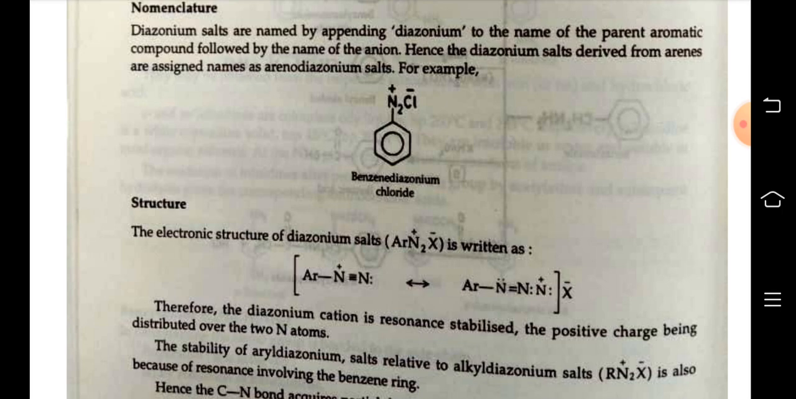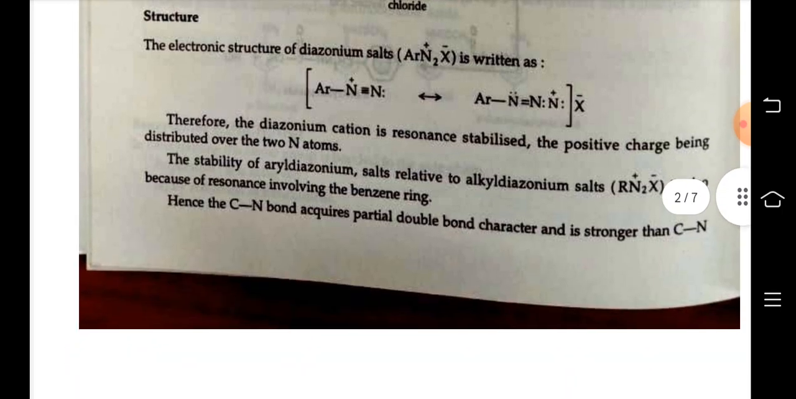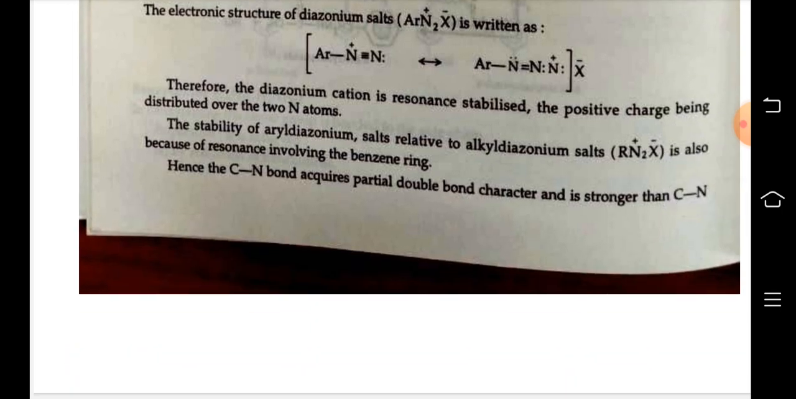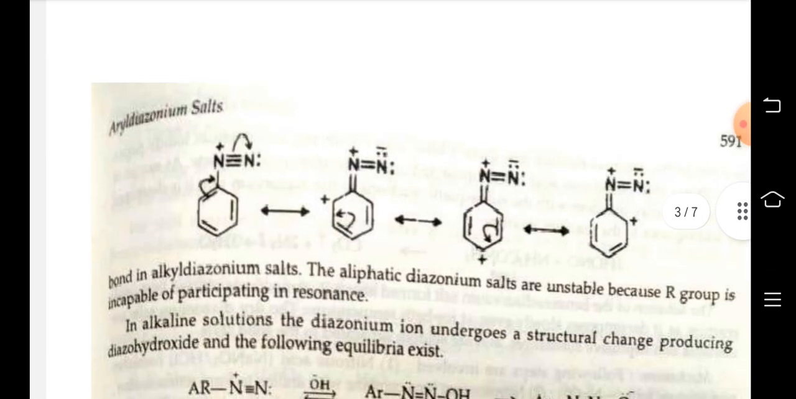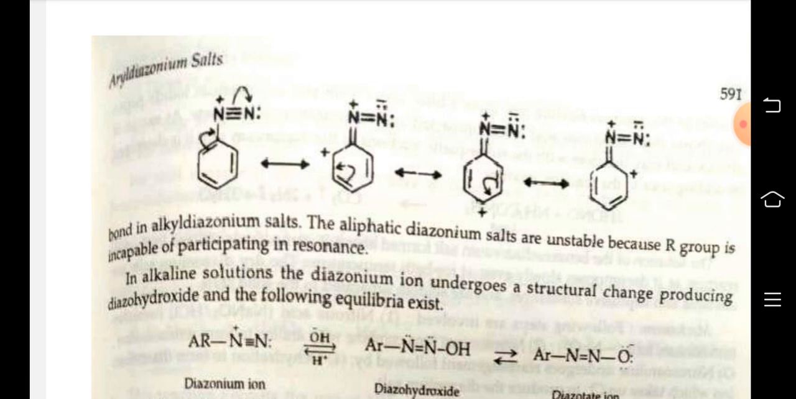Structure. The electronic structure of the diazonium salt is written as follows. Therefore, the diazonium cation is resonance stabilized, the positive charge being distributed over the two nitrogen atoms. The stability of aryl diazonium salts relative to alkyl diazonium salts, RN2+ X-, is also because of resonance involving the benzene ring. Hence, the C-N bond acquires partial double bond character and is stronger than the C-N bond in alkyl diazonium salts. The aliphatic diazonium salts are unstable because the R group is incapable of participating in resonance.